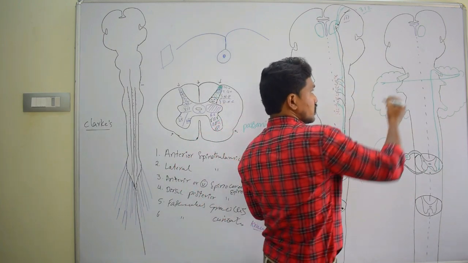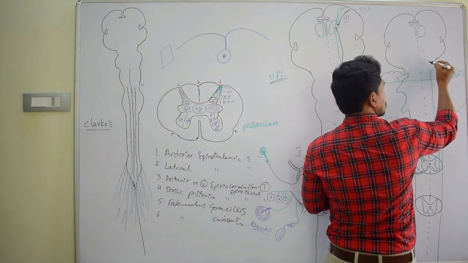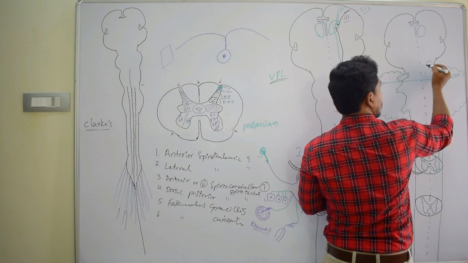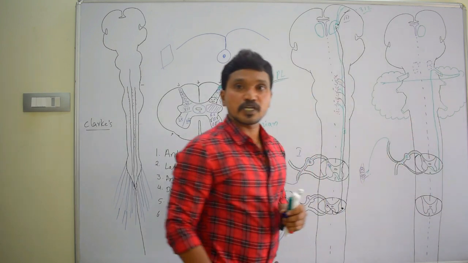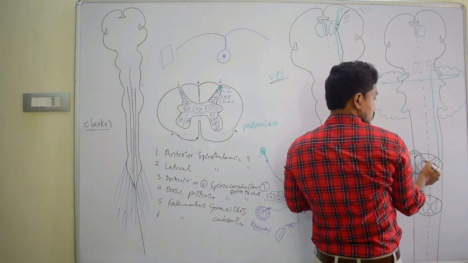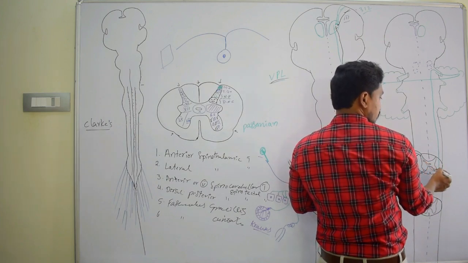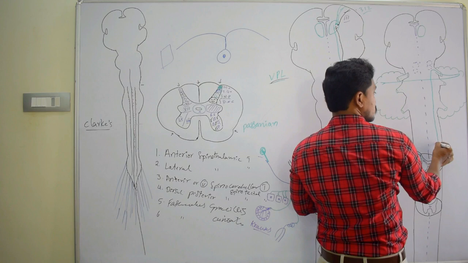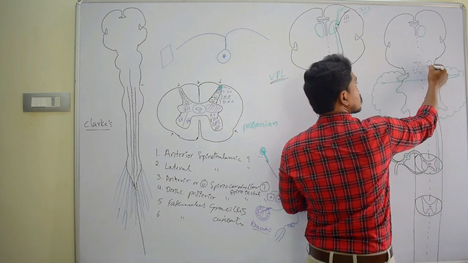Within the midbrain, you can see two colliculi, superiorly and inferiorly. So what are these colliculi? Superior colliculus and inferior colliculus. Now these fibers cross to the opposite side, then ascend upwards and reach the superior colliculus.